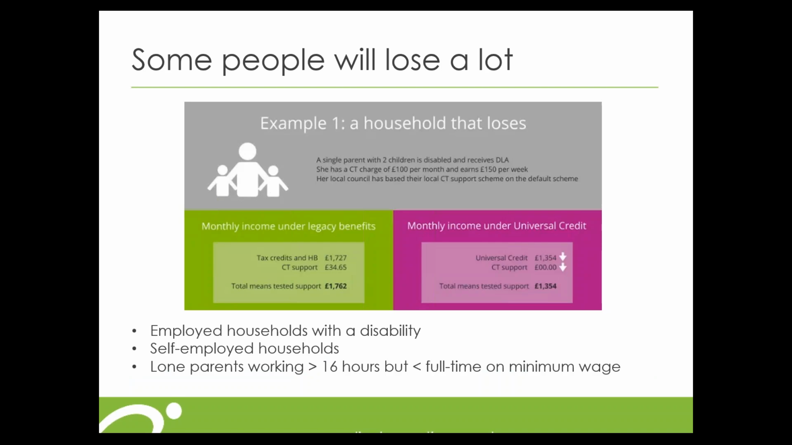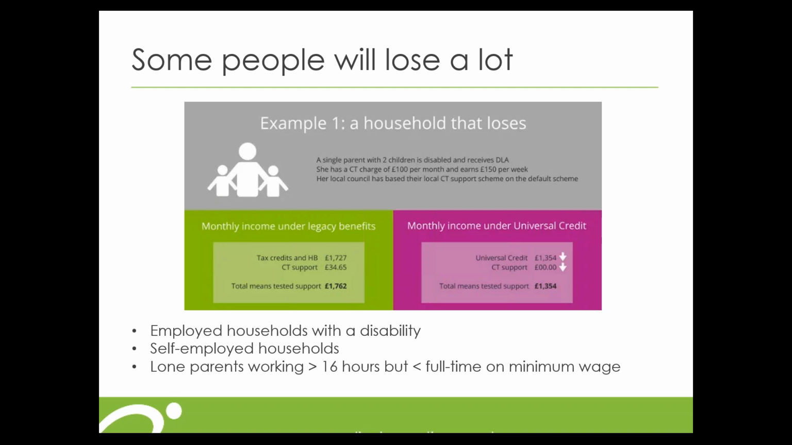Some people will lose an awful lot. We've got a worked example here, and this is a single parent, and her household income before she moved to universal credit was 1762, and afterwards was 13. So she's losing about £400 a month. But as you can see, her universal credit has gone down, but her council tax support has also gone down. In fact, she's lost it all.